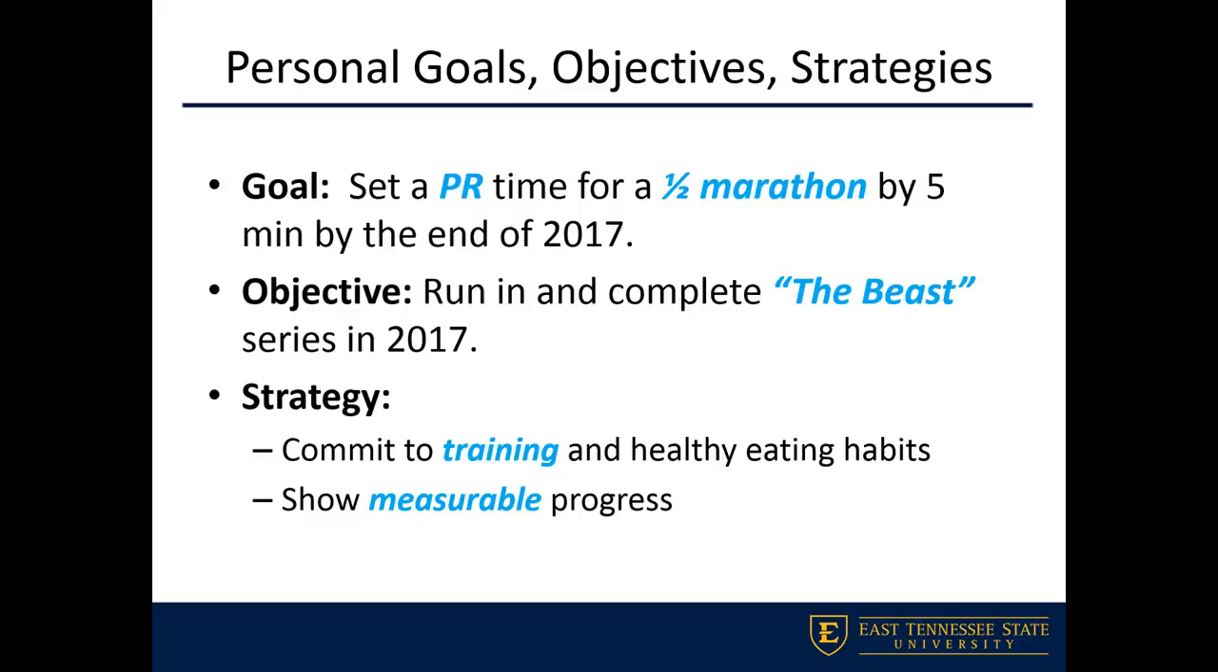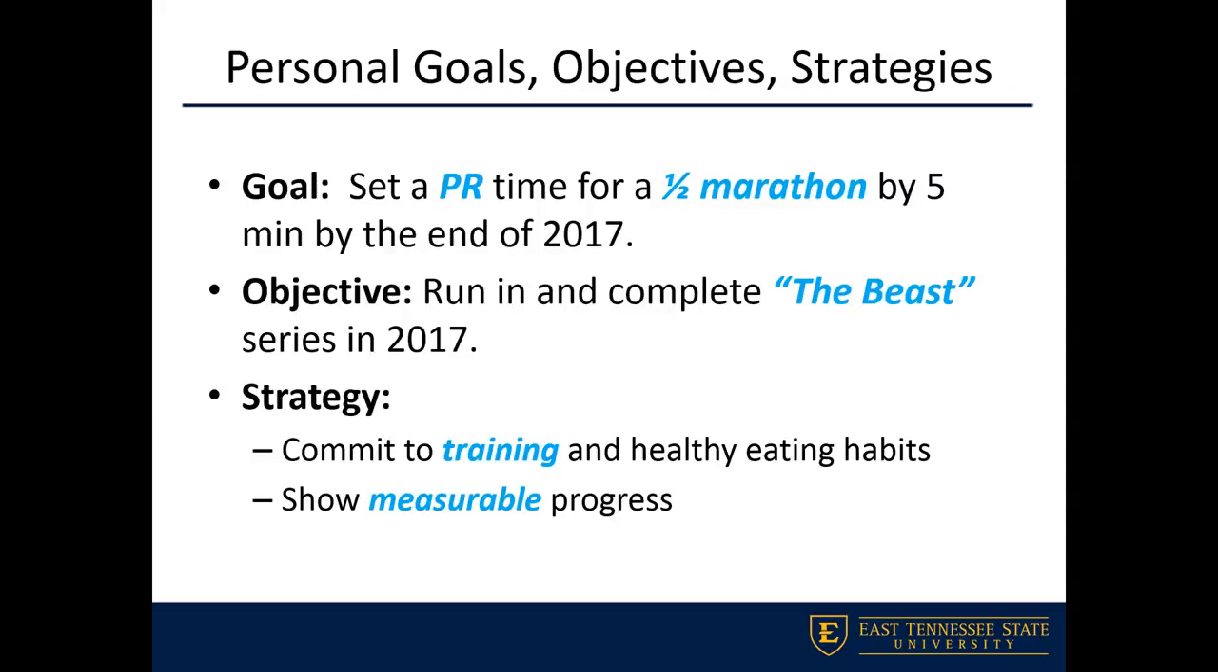So how I'm going to live this healthy lifestyle is I've recently become very involved in running, and found out that I really like to run. So I ran my first half marathon a couple months ago. And now my goal is to set a personal best time for a half marathon by 5 minutes at the end of 2017. So you can see, we talked a lot about SMART criteria, so you can see the goal and the objective conform to that SMART criteria. It's specific, it's measurable, it's attainable, it's reliable, and it's timely. So I have a goal by the end of 2017. I'm going to set a personal record for time in a half marathon.